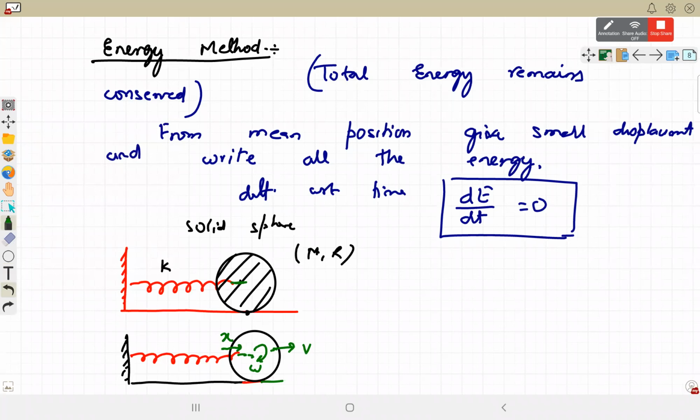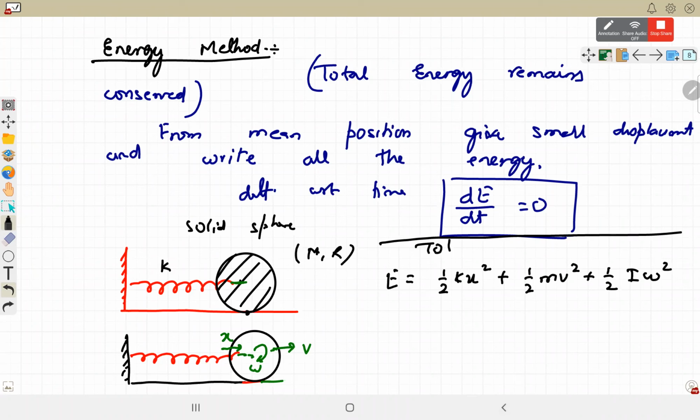That's why that friction cannot cause any kind of energy loss or heat loss. Write all the energies. The spring energy is half kx square. The sphere की translational energy is half mv square. The sphere की rotational kinetic energy, that is half I omega square. So this is the total energy.